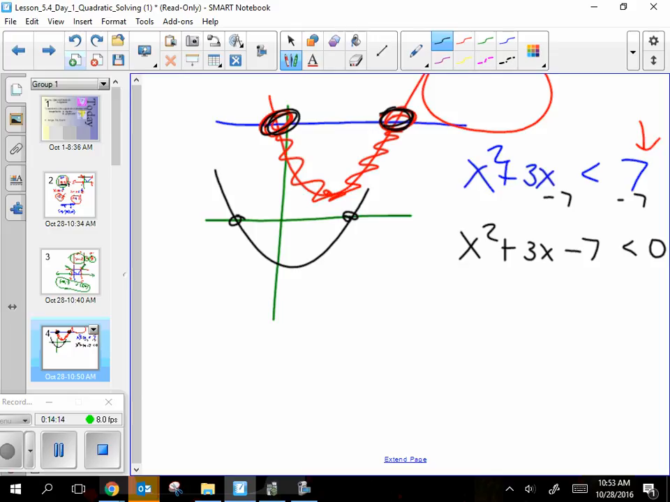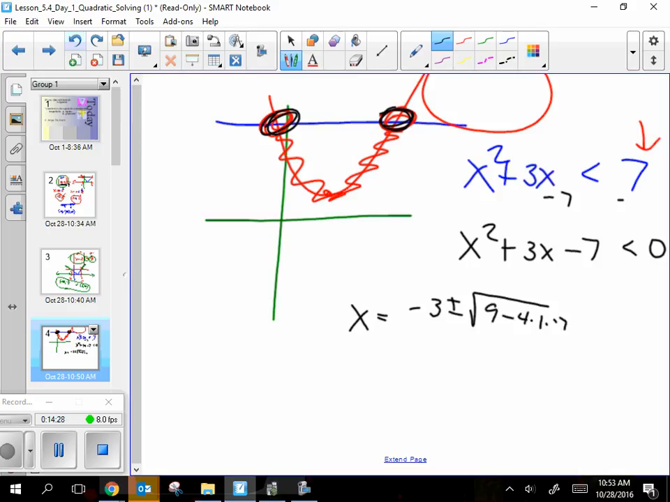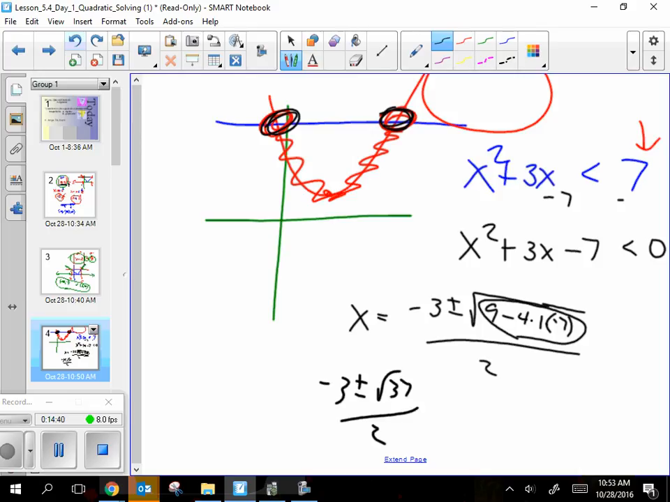All right, so let's just finish this off. I'm going to do the quadratic formula for x equals -b, -3 plus or minus the square root of b squared, which is 9, minus 4 times 1 times -7, all over 2a, which is 2. And then this part becomes positive. 28 plus 9 is 37. So it's -3 plus and minus root 37 all over 2. And obviously that doesn't work out real nice, but it's a positive decimal and a negative decimal. And that's where we got here.